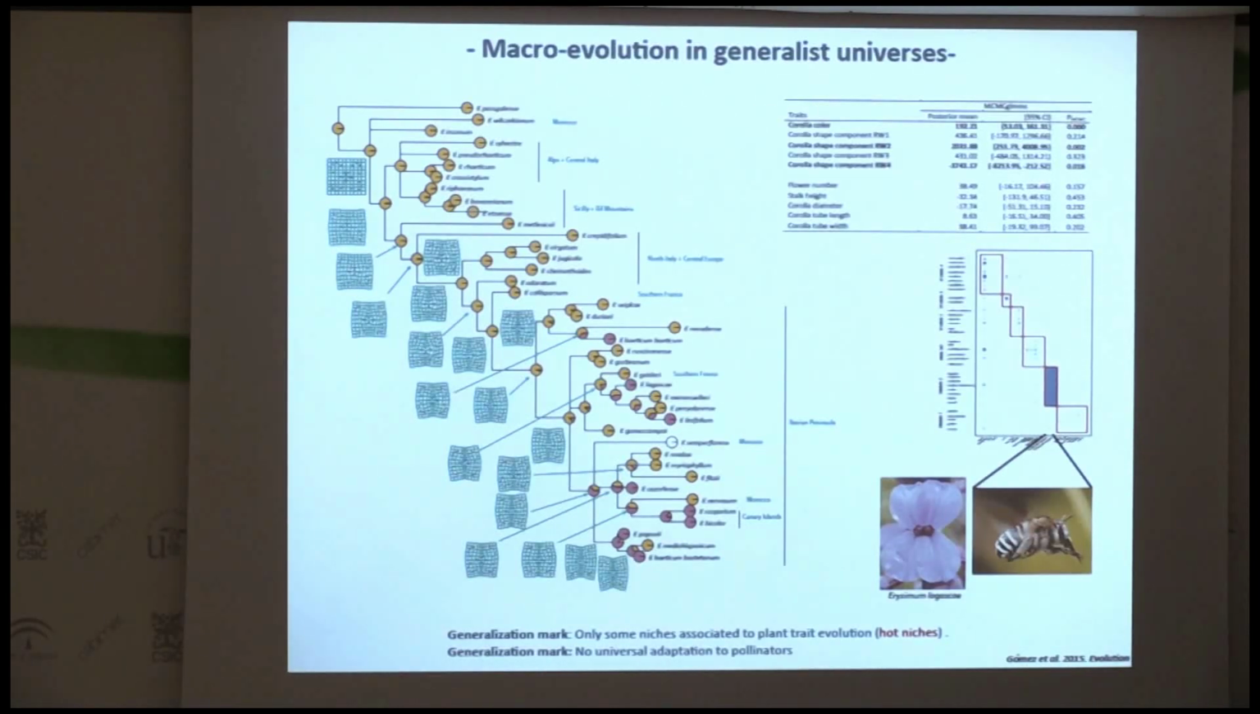Then again, another generalization mark, two generalization marks. One is very similar to the phylogeographic mark: only some niches are associated to plant trait evolution at this level, the hot niches. If we want to know how generalist systems evolve, we have to look for those niches and start studying those niches. And what is most important, no universal adaptation to pollinators occurs in generalist systems.